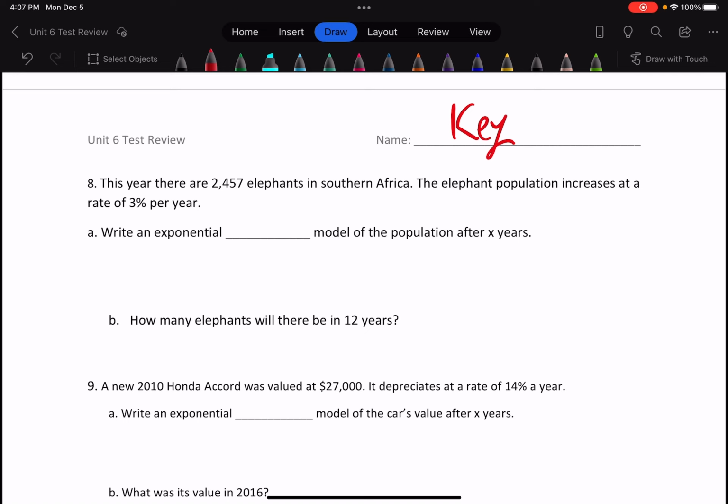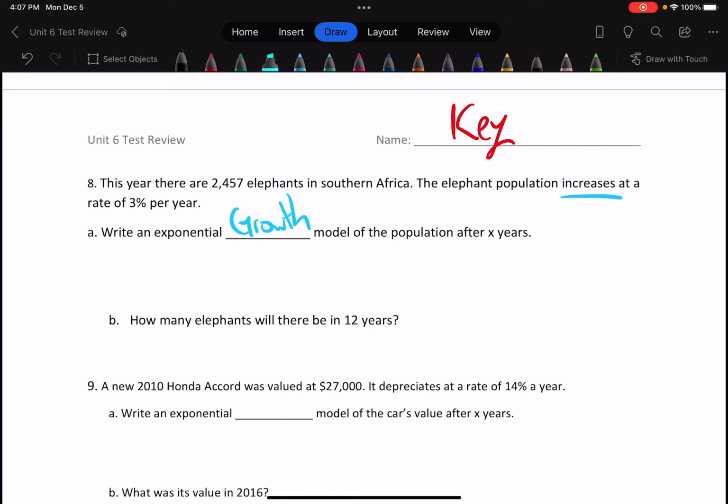It says, this year there are 2,457 elephants in southern Africa. The elephant population increases at a rate of 3% per year. We need to write an exponential growth or decay model for the population after x years. Well, in order to know what type of model, we've got to read through our context clues here. And it says the elephant population increases, so therefore this is going to be a growth model.